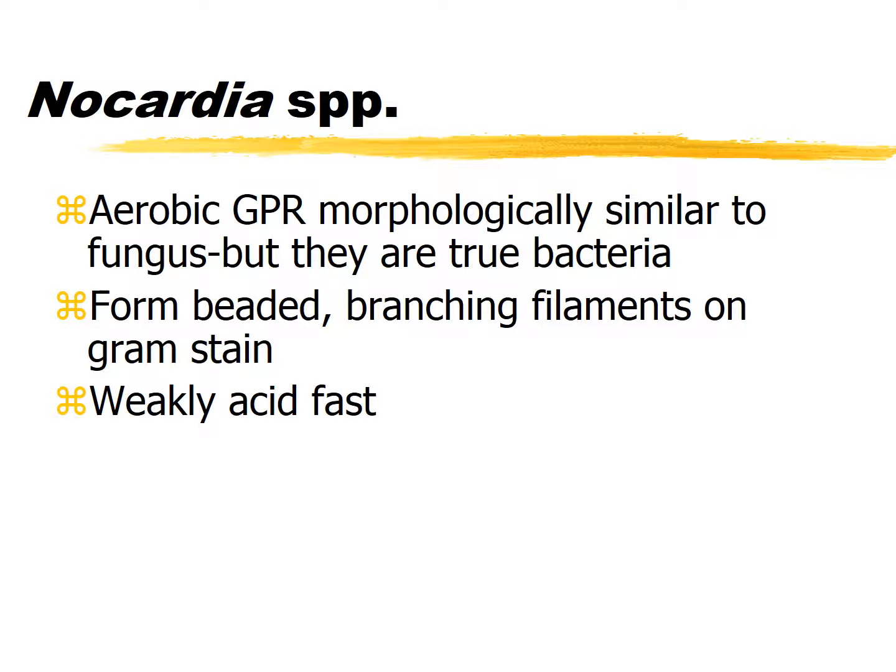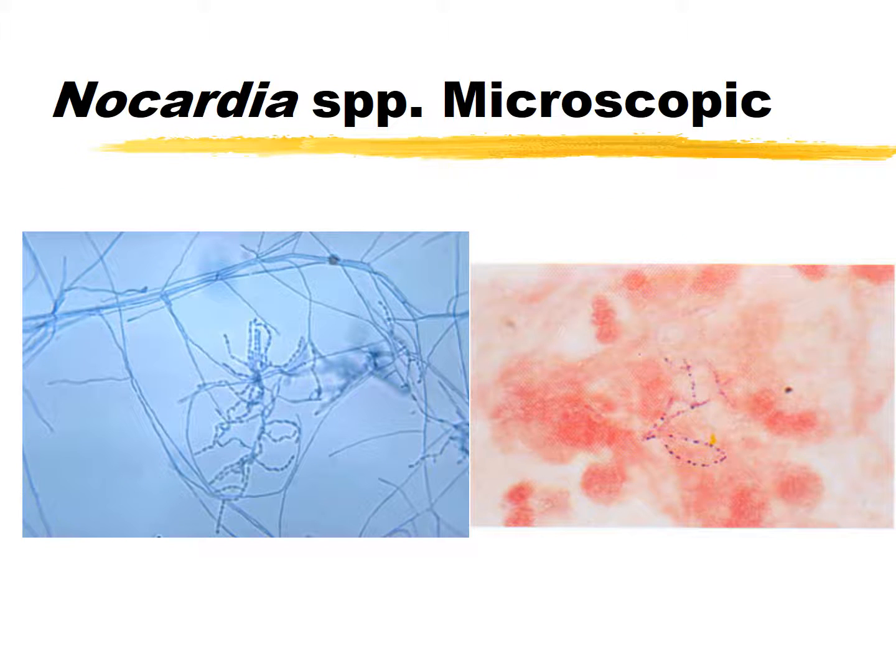Nocardia species are aerobic gram-positive rods. They're morphologically similar to fungus, but they are true bacteria. They form beaded branching filaments on a gram stain, and they're weakly acid fast. And this is what it looks like on a gram stain. You can see on the gram stain on the right the beaded rod, and on the left is actually a fungal stain showing gram-positive branching.